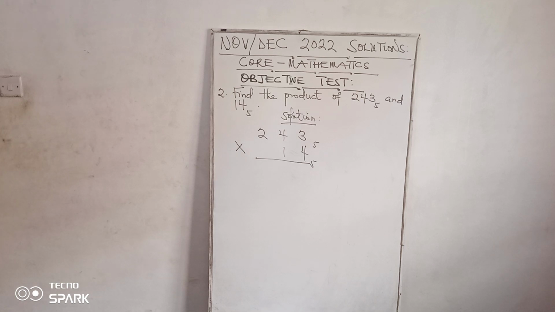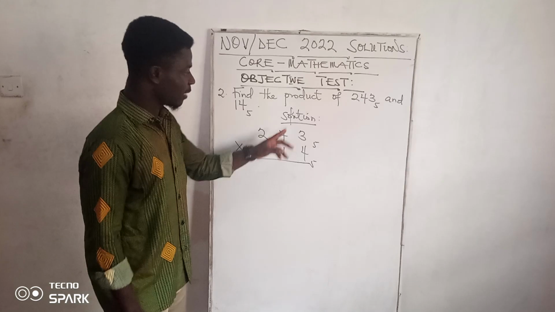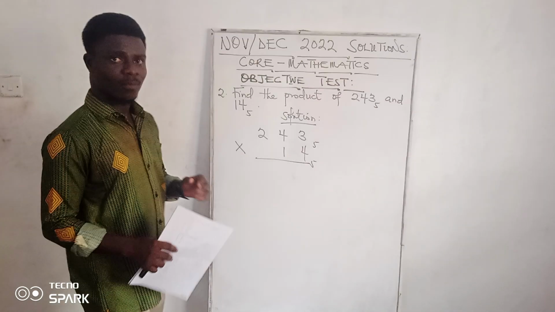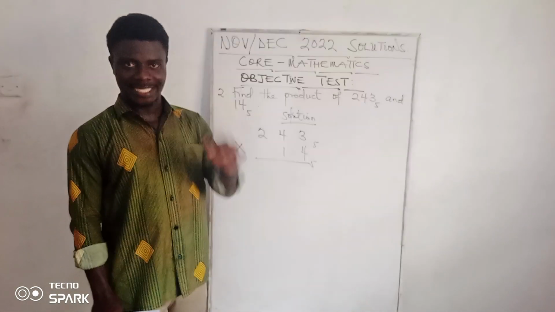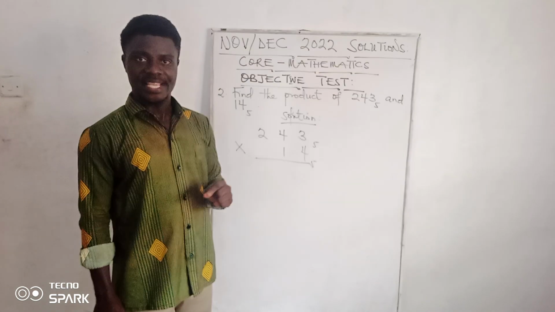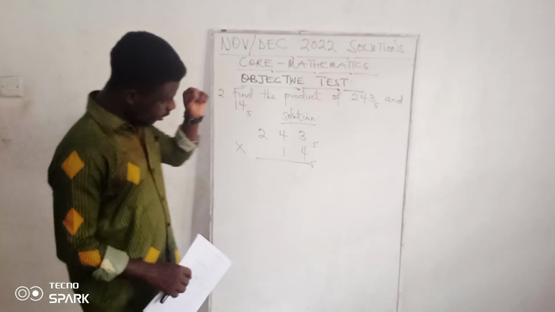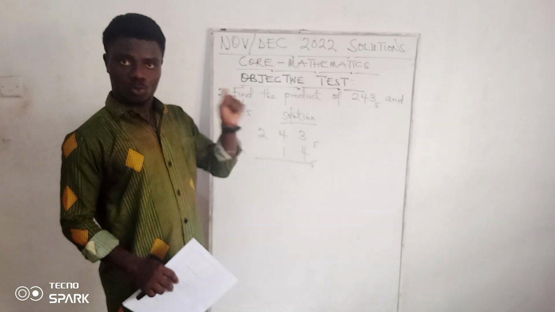Alright, so let's continue. 243 base 5 times 14 base 5. So 4 times 3 we get what? 12. Now 12 is in base 10, right? But here we are dealing with base 5. So we have to convert 12 to base 5.